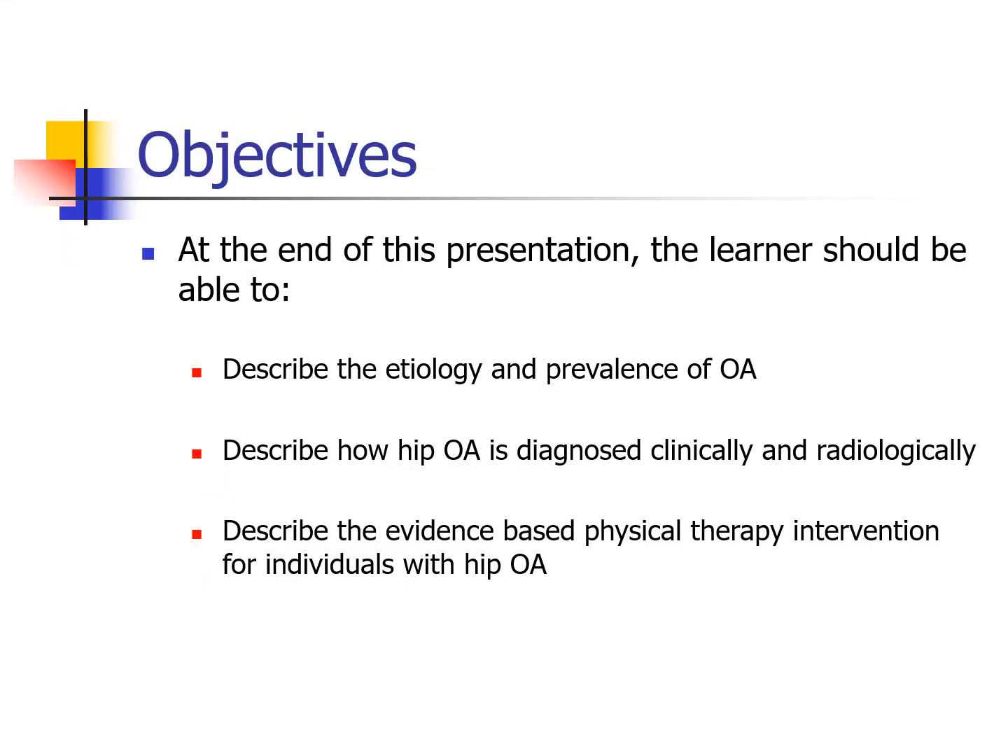By the end of this presentation, the learner should be able to describe the etiology and prevalence of osteoarthritis, describe how hip osteoarthritis is diagnosed both clinically and radiologically, and describe the evidence-based physical therapy intervention for individuals with hip osteoarthritis.